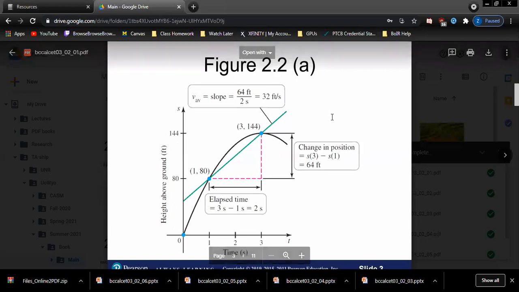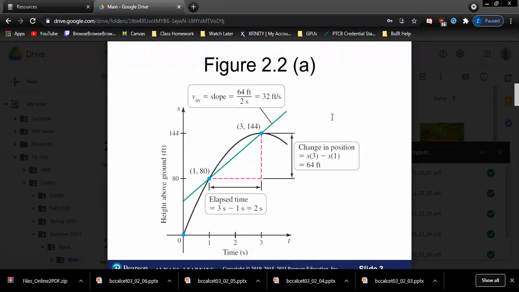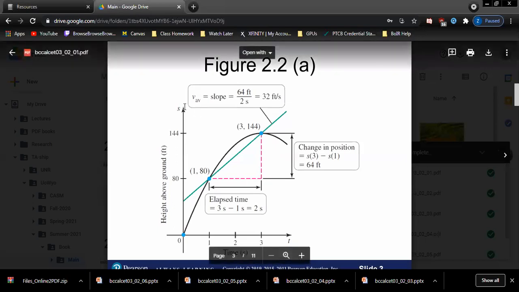But the mathematical definition is a change in y over the change in x, where y is definitely the dependent variable or the functional value, and x is the independent variable. Okay.